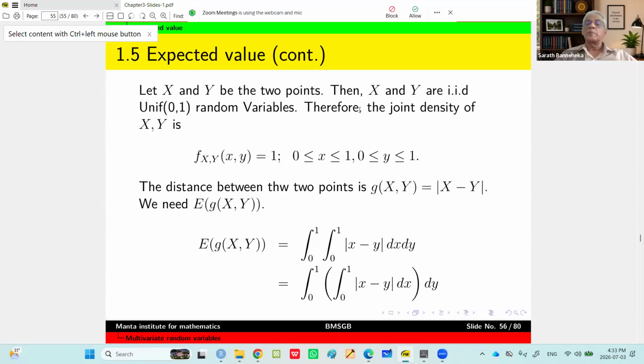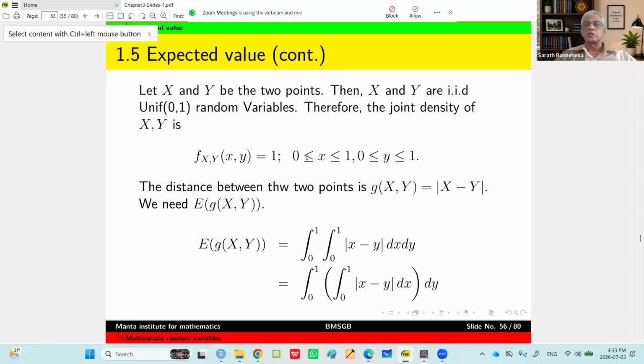So therefore, if x and y are independent, actually, we haven't discussed independence yet. But when you do that, you will see this. The joint density is equal to the product of the densities. Each density is a uniform density. So in 0, 1, the value of the density is 1. Value of the density of y is also 1. Therefore, the joint density is just 1, where x and y are independently between 0 and 1.